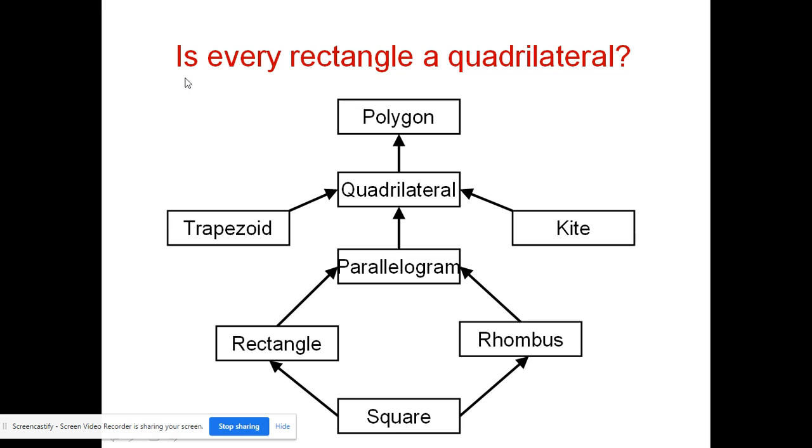But anyway, let's stick to our question. Is every rectangle a quadrilateral? Well, every rectangle is a parallelogram. Opposite sides are parallel. And then the arrow goes up from there up to quadrilateral. So yes, the arrows connect. So a rectangle is always a quadrilateral. See how easy it is to use this chart? On your assignment later today, I want you to use this chart. This will be very, very helpful for you.